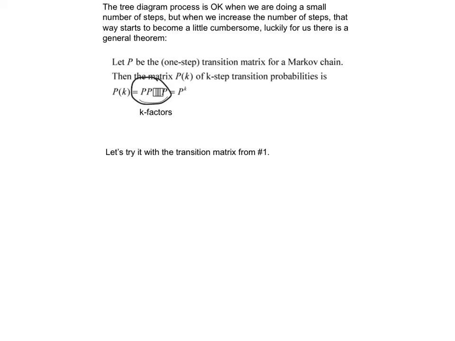Basically that's just P times P times P, K times. So if I want to find K transitions, if I want to find 2 transitions, we do P to the second. If I want to do 3 transitions, P to the third. If I want to do 10 transitions, P to the 10th.